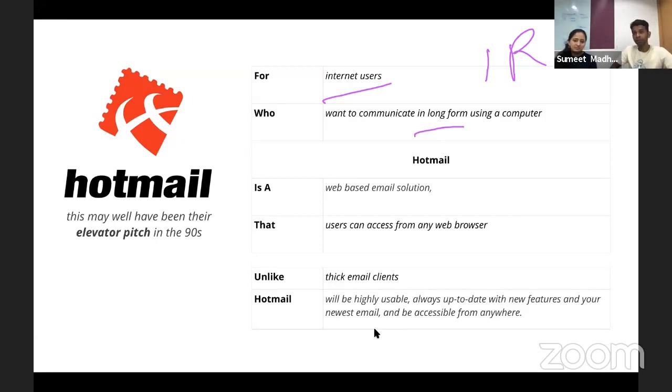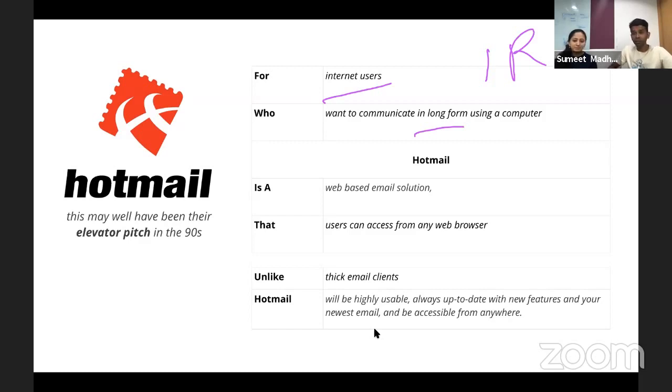Hotmail, the product name, was a web-based email solution, and users could access it from just about any browser. And it didn't matter what kind of browser you were using, whether it was Apache, Mozilla, later it could have been something else, right? And unlike thick email clients, which you would install on your laptop, Hotmail would be always accessible from the browser, which means you could access it from anywhere. It would always be up to date with the newest features, and it would always be up to date with your newest email the moment you went to that page. And of course, usability was a big plus.